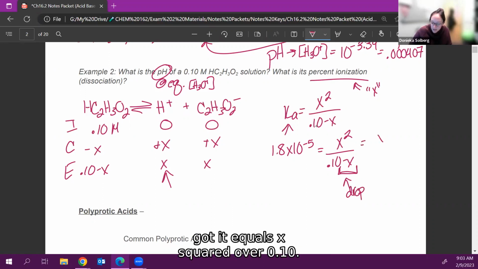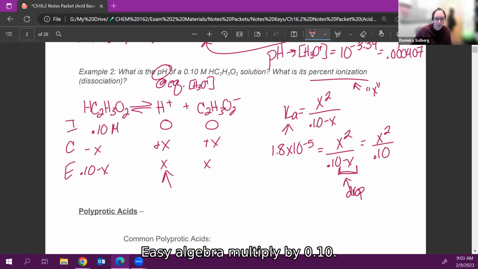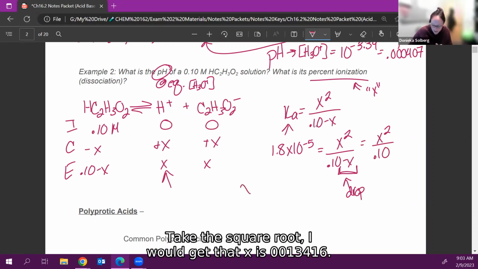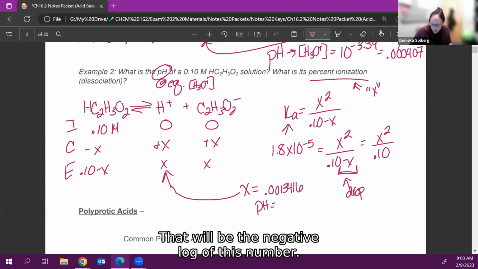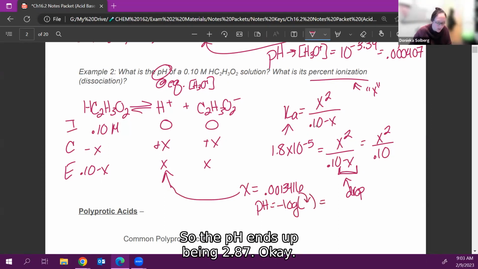So now I've just got Ka equals x squared over 0.10. Easy algebra, multiply by 0.10, take the square root. I would get that x is 0.0013416. Awesome. I can plug that in here. I know that's H plus, so I can find pH. That will be the negative log of this number. So the pH ends up being 2.87.